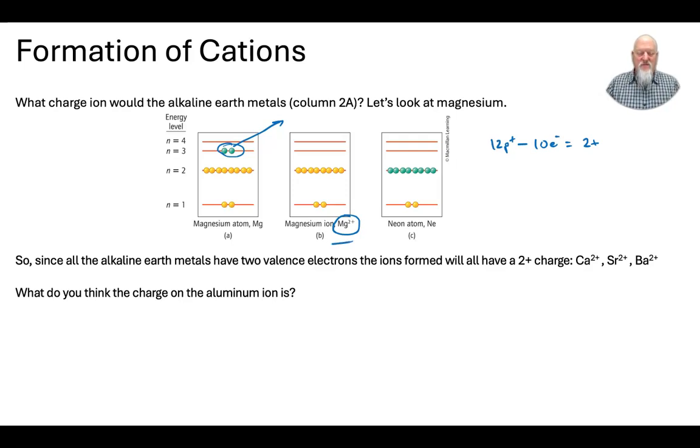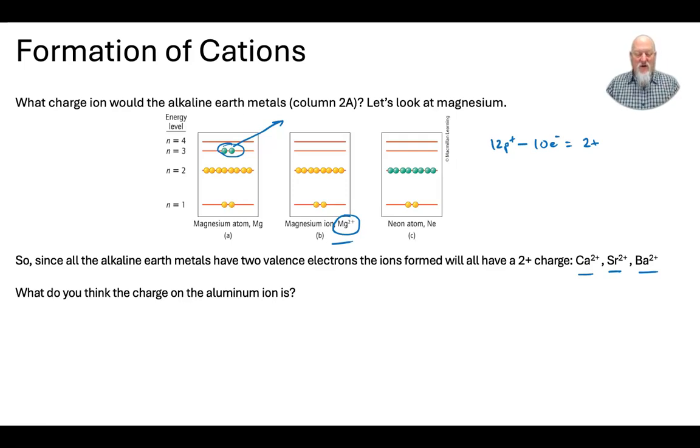So magnesium is going to be 2+, and all the alkaline earth metals are going to be 2+ because they all have 2 valence electrons. So calcium would be a 2+, strontium would be a 2+, barium would be a 2+ when those atoms form ions. Those are all the alkaline earth metals, the second column.